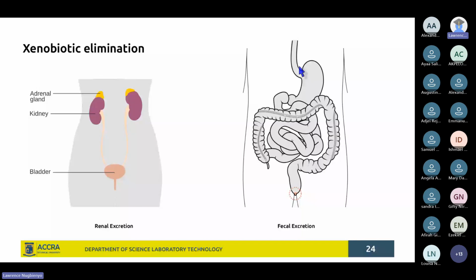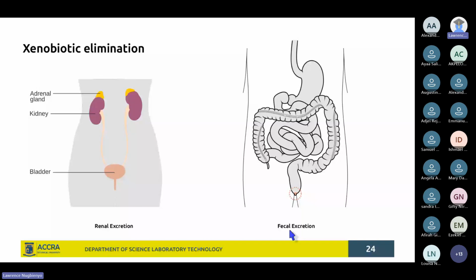Now, elimination can be by renal excretion. Renal excretion means you have excretion through urine. That's a major pathway. You can also have excretion through stool, fecal excretion. We did talk about these things already, so we'll not waste so much time.